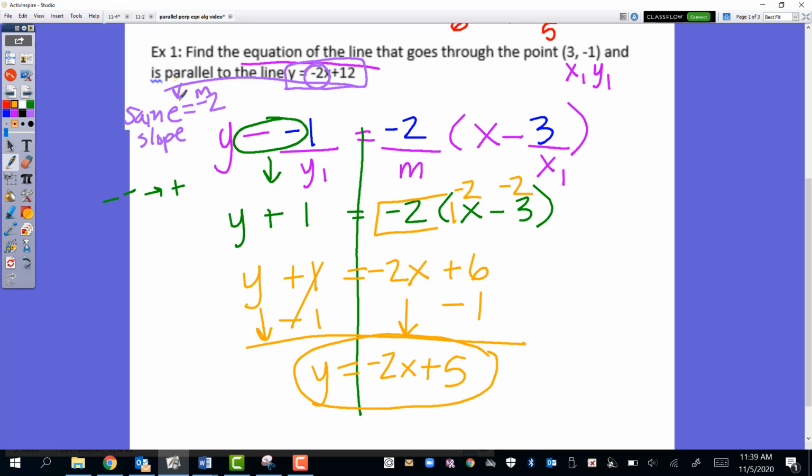And I'm double checking. I should have the same slope as the one they gave me, which I did, so that means I didn't make any mistakes in solving. The only thing that's different is this number over here, the y-intercept number. Okay? So that's if they're parallel, you just pick the same slope number and put it in there. Well, if they tell you perpendicular, you're going to have to do something else.